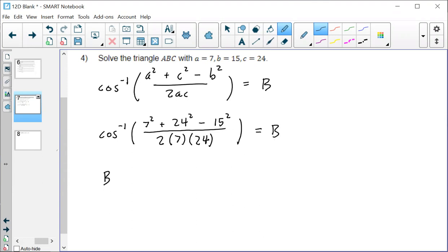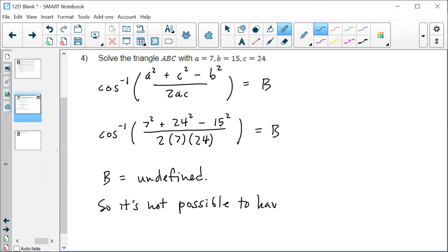So if we put this into our calculator, you're going to get some kind of error message, or it might say undefined. So it is not possible to have a triangle with these side lengths.